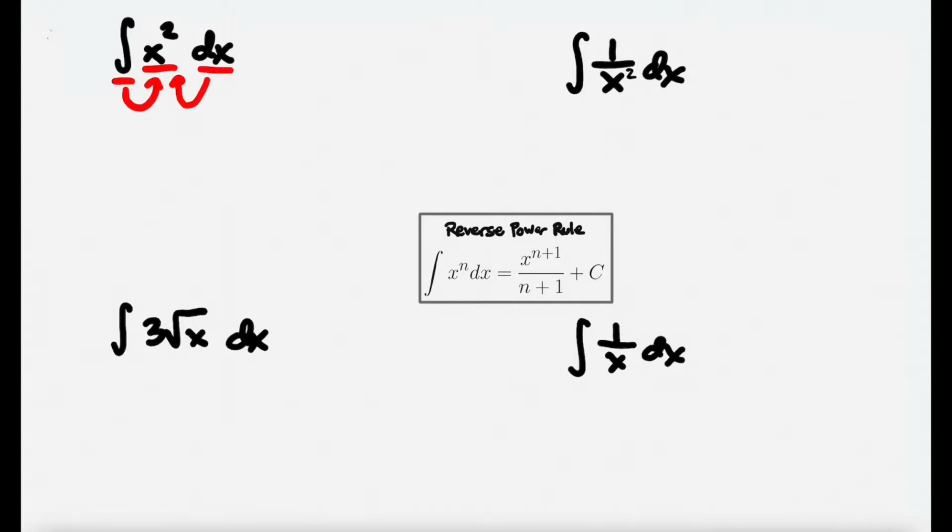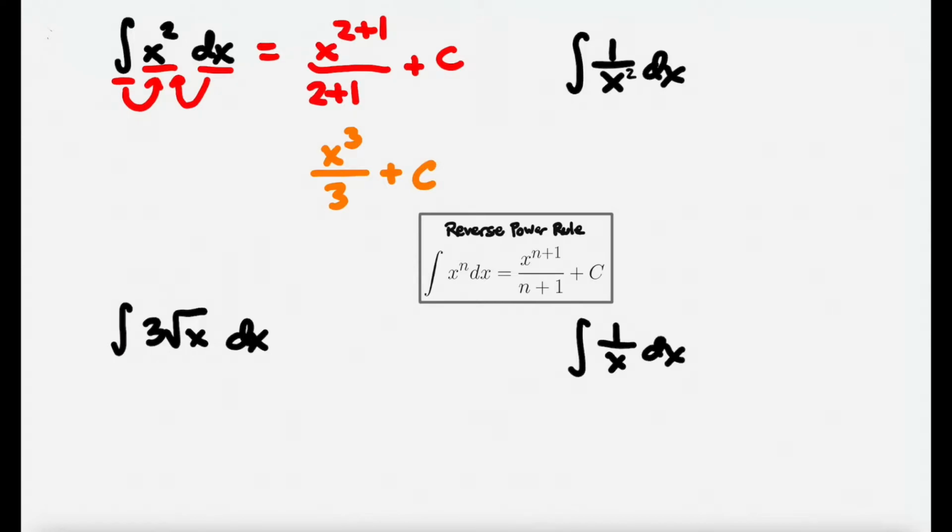So using reverse power rule, we would add 1 to whatever the power is that's originally there, and then divide by whatever that power is. So that's always going to match. This 2 plus 1 is going to show up as the power, then it's going to show up as what you're dividing by. And then you need a plus c because it's the antiderivative. Let's clean this up a bit. So you end up with x to the third over 3 plus c is your answer.